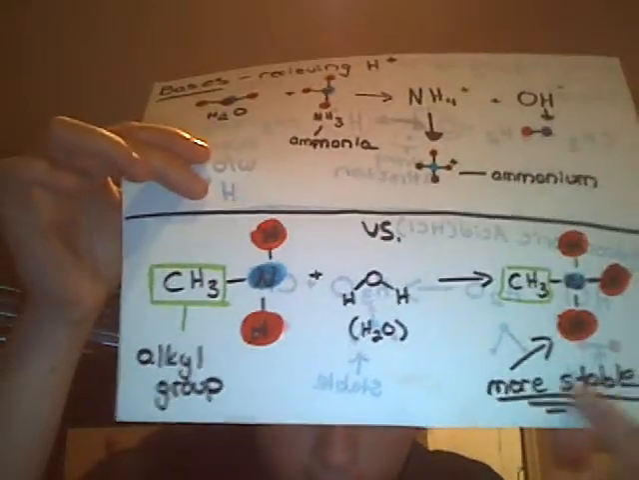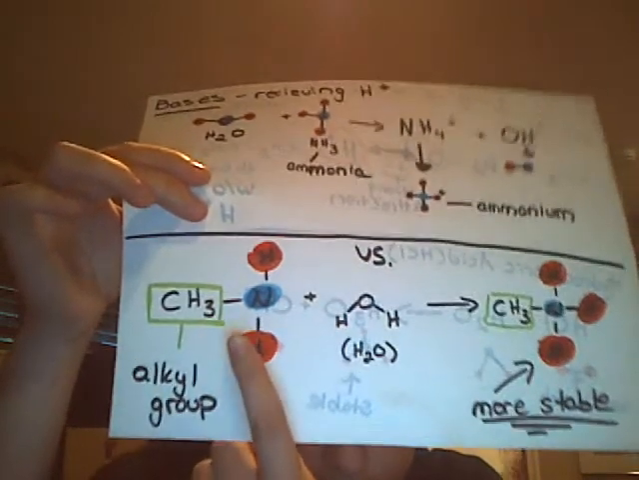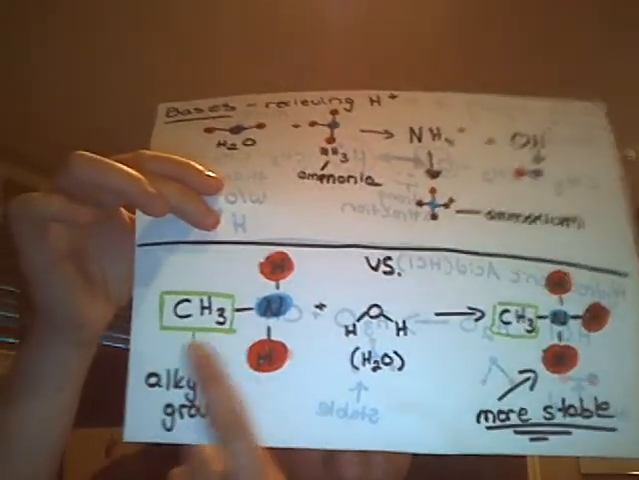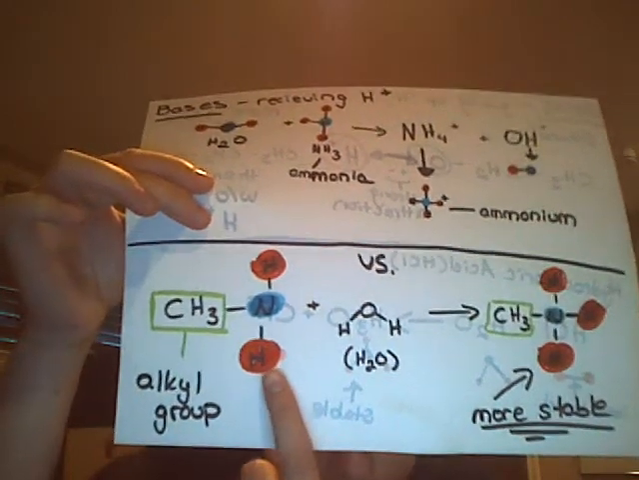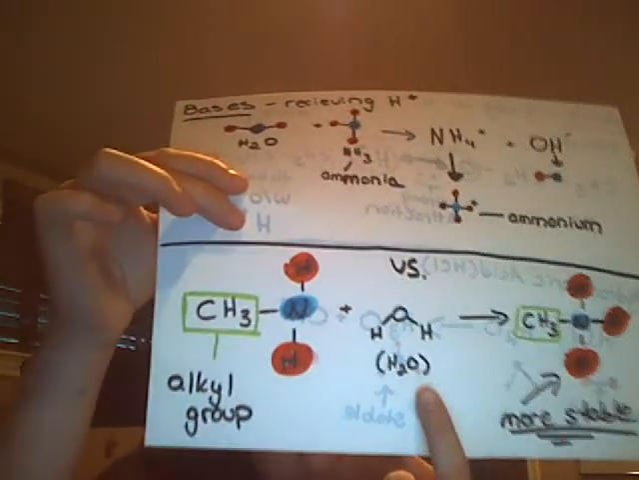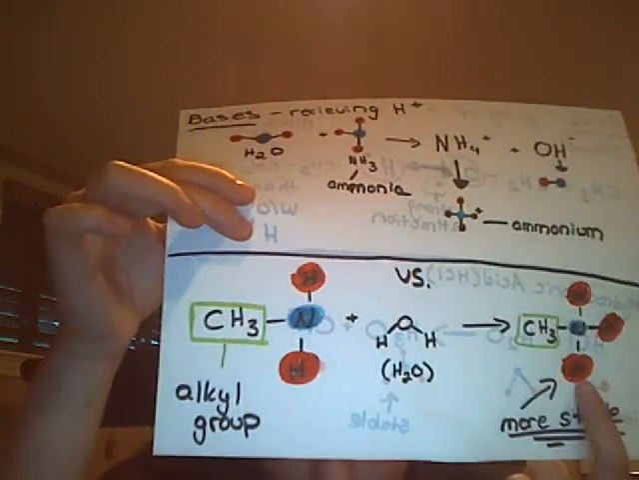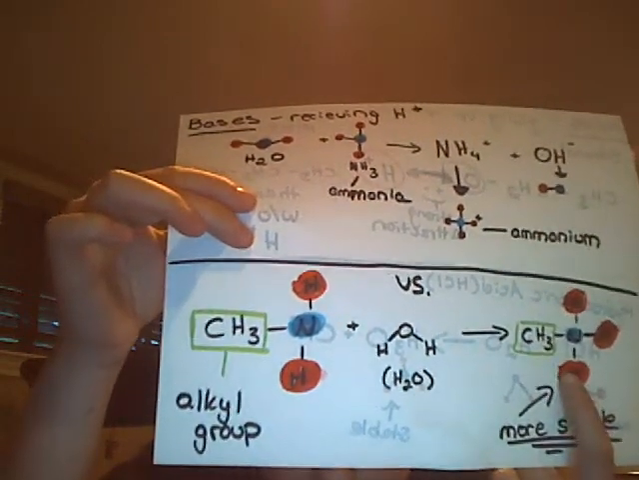However, you can see, here we go. Alright. With methylamine, you can see here's an alkyl group. This alkyl group makes a really big difference, because when methylamine combines with water, it forms a very stable compound, a very stable base.